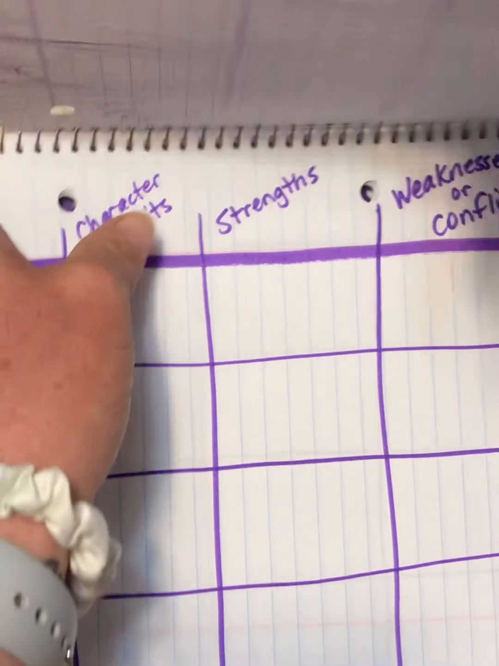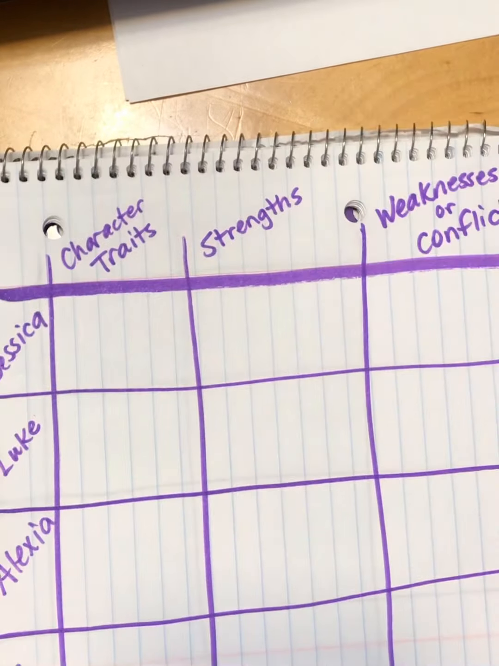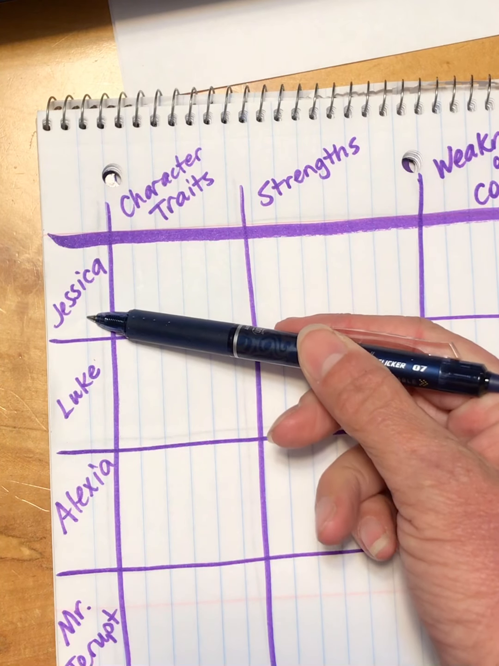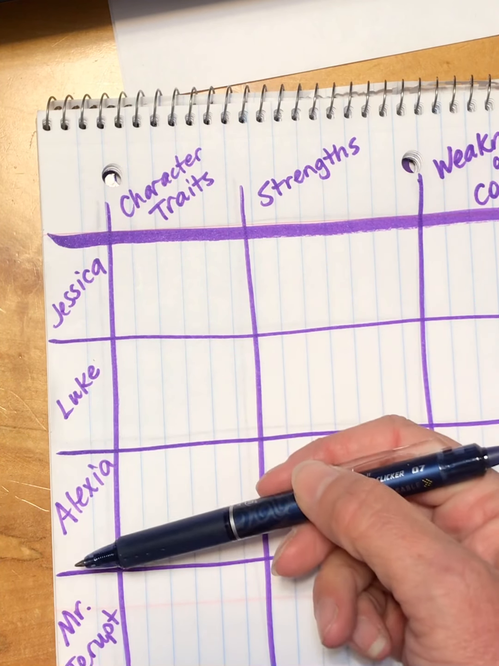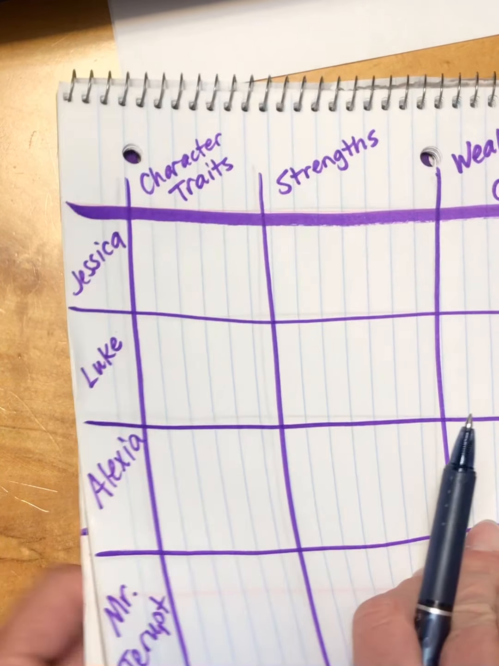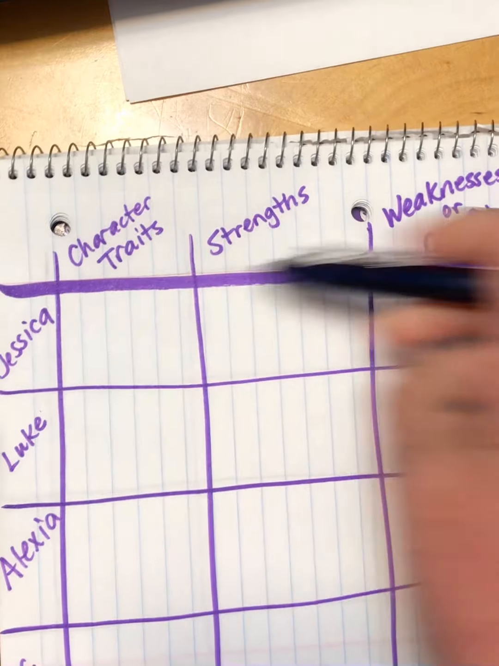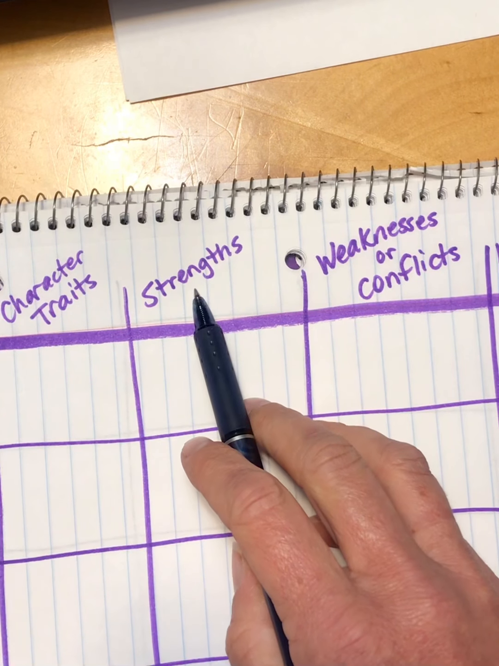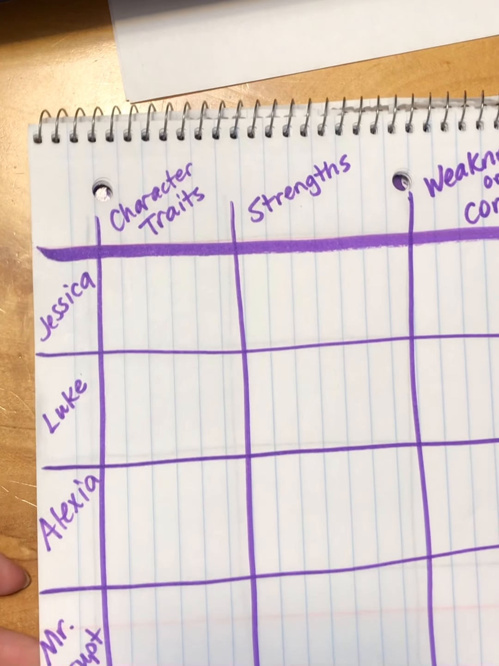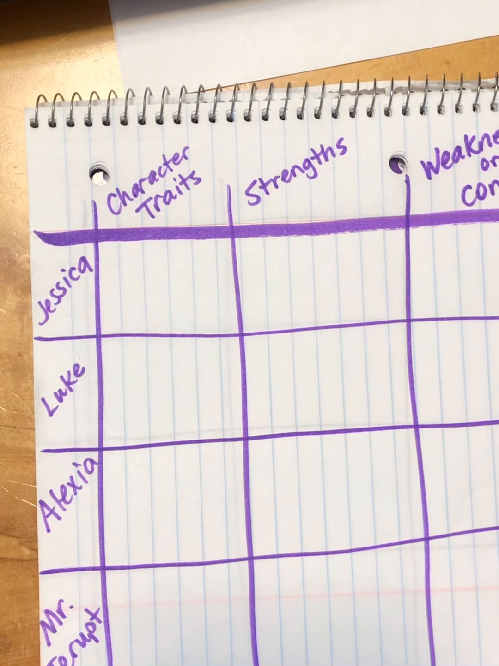Okay, then on your next page that you made the boxes in, we're going to do 4 more characters. So we've got Jessica, Luke, Alexia, I think I wrote it wrong, and Mr. Terupt. And then across the top, it will be the same thing. Character traits, strengths, weaknesses and conflicts, and lessons learned in the last column. So get both of those pages set up like that.